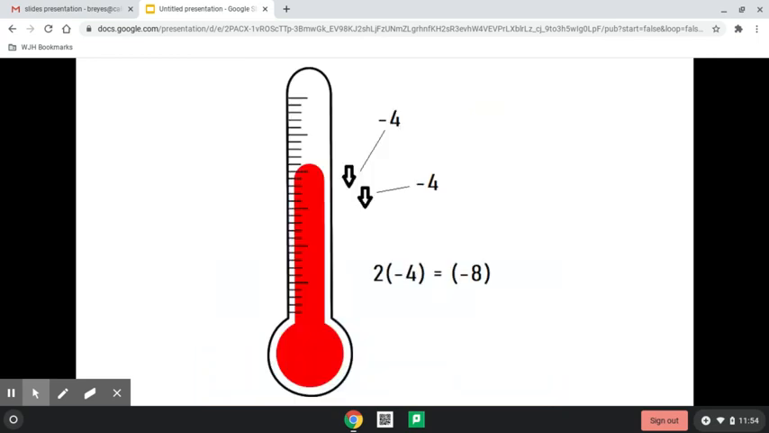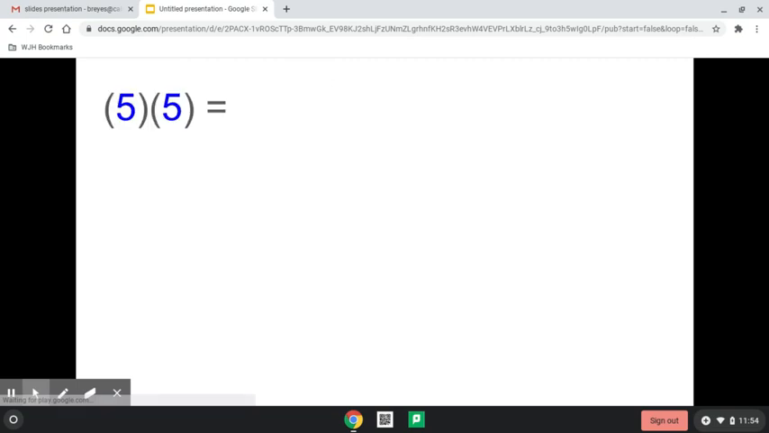If the temperature at 6 a.m. dropped by 4 degrees, and then at 7 a.m. it dropped by 4 degrees again, that would also be 2 times negative 4 equals negative 8. The total change is negative 8 degrees.